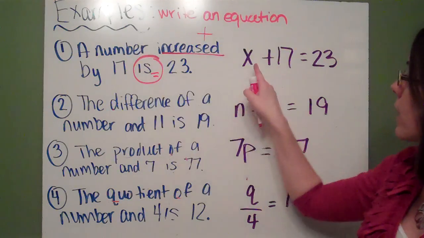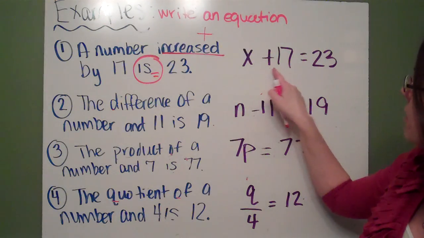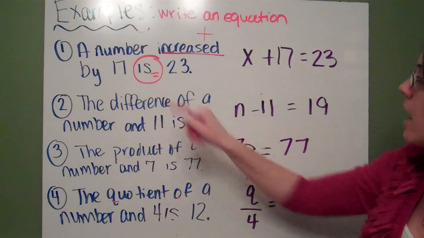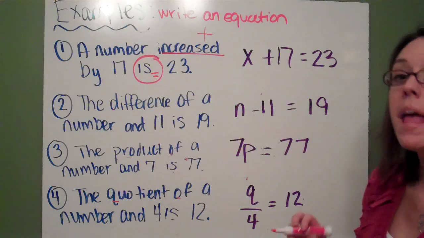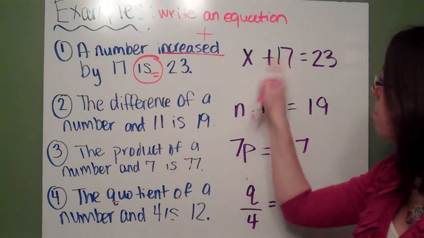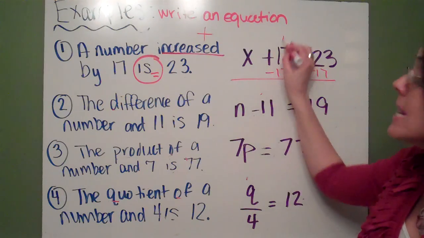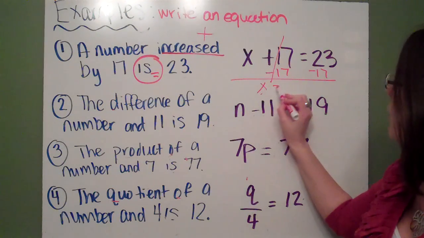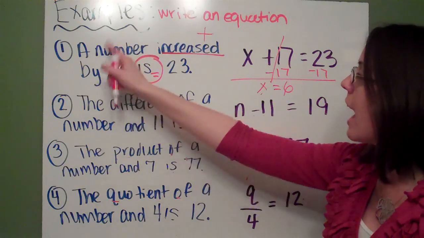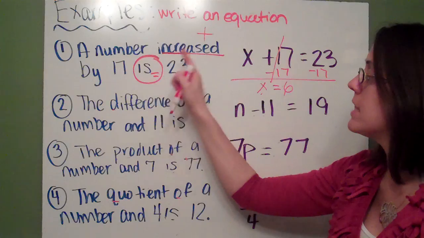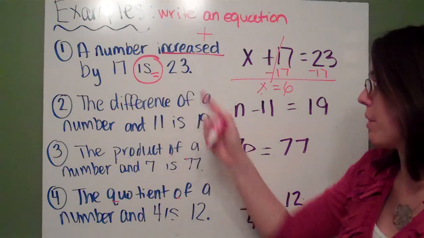So, a number, we're going to use the variable x to represent that because we don't know what the number is. X plus 17 equals 23. Let's solve this one-step equation. To get rid of plus 17, you subtract 17 from both sides. 17's cancel. You're left with x equals 6. Let's check ourselves. A number increased by 17 is 23. 6 plus 17 is 23.